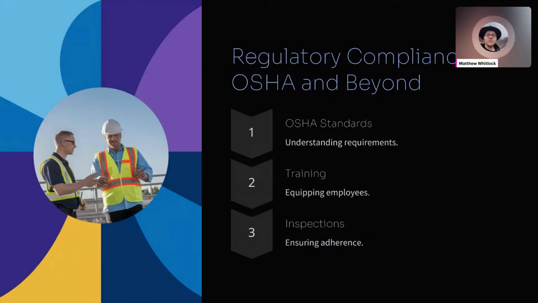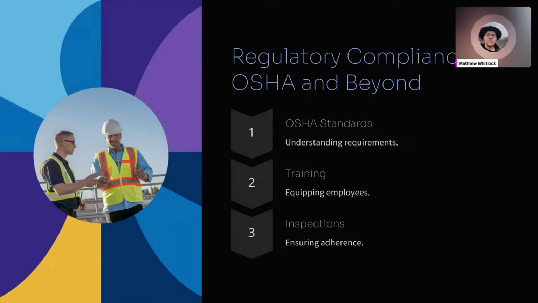OSHA does have standards where you have to train and inspect, do certain inspections on different time frames. Generally, training will require an employee be trained for things every 12 months, and reminders. A lot of companies and organizations will do it sooner.